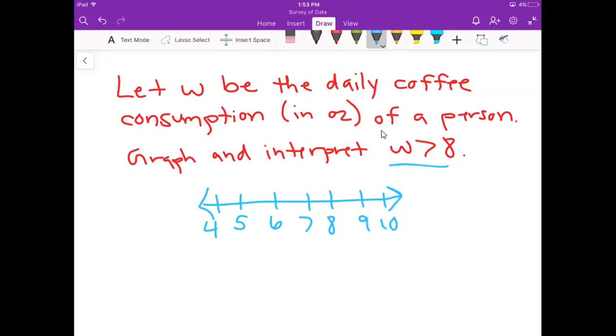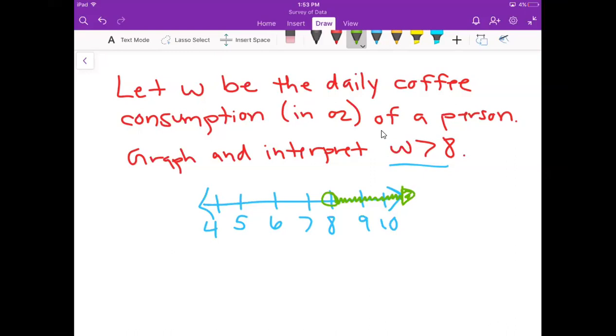So when you graph that, did you shade everything greater than 8 with an arrow at the end? And then did you make sure you had an open circle at 8 because W cannot be 8? There is no equal sign underneath that inequality. So that is the graph of W greater than 8.